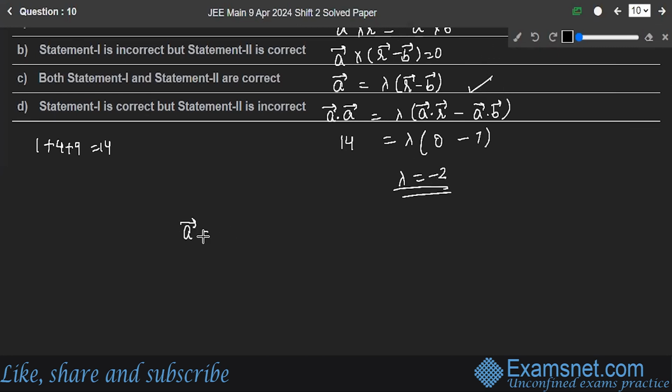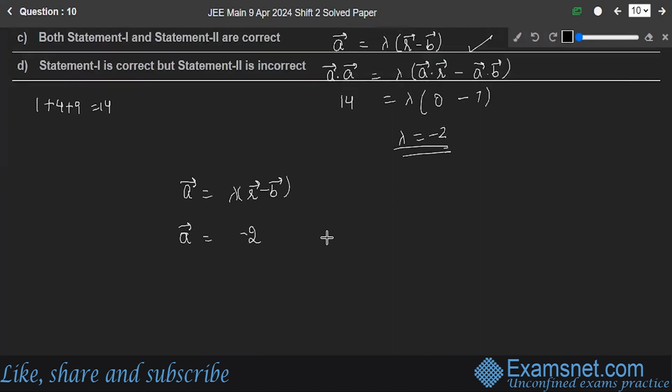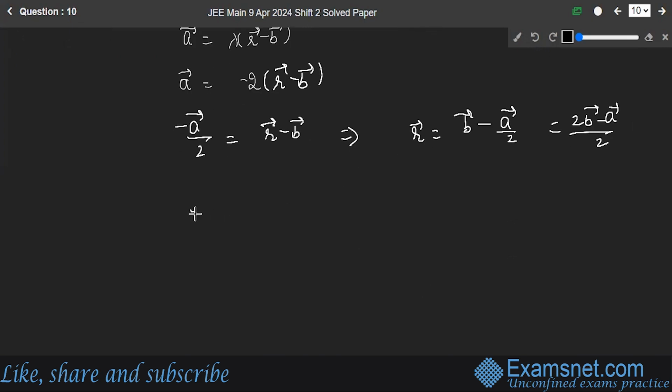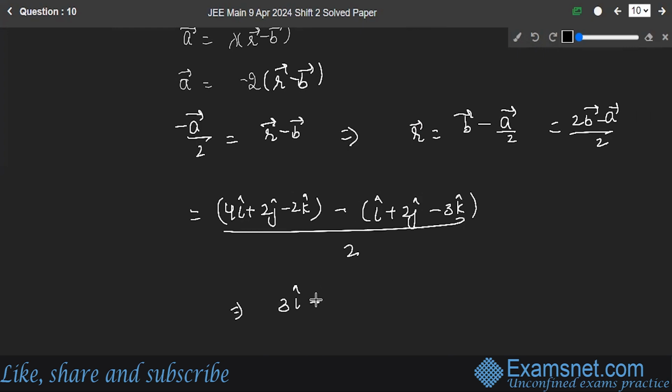So using this equation, you now have the A vector equal to minus 2 times R minus B vector. Or you have minus A upon 2 is equal to R vector minus B vector. Or you have R vector as B vector minus A vector upon 2. Or this gives you 2B minus A upon 2. Now, what is your 2B vector? 2B vector is 4I plus 2J minus 2K, minus of I plus 2J minus 3K, upon 2. This gives you 3I and K. This is your R vector.